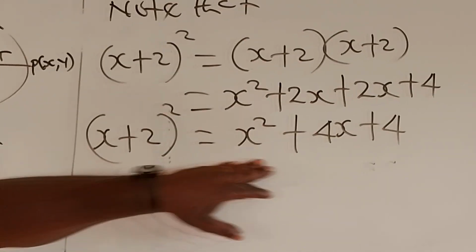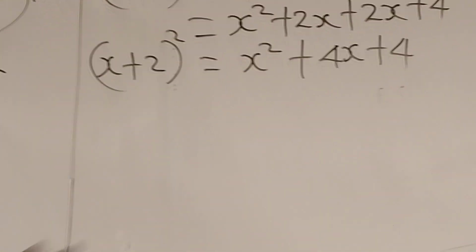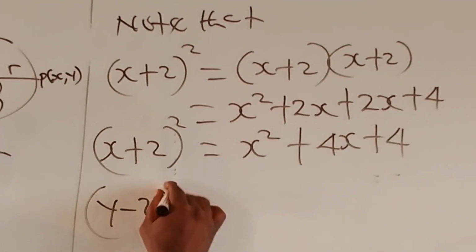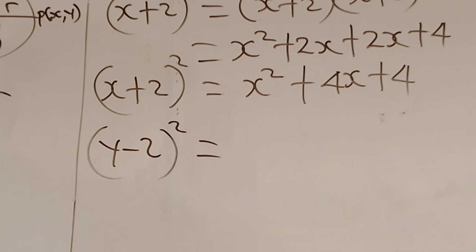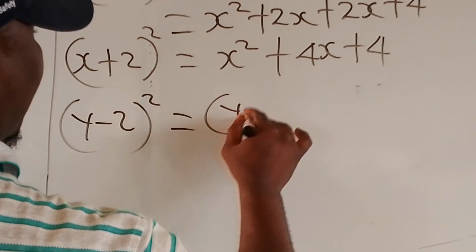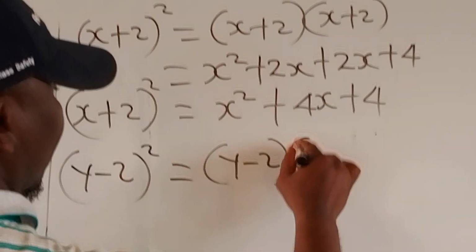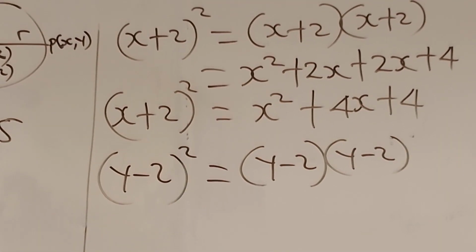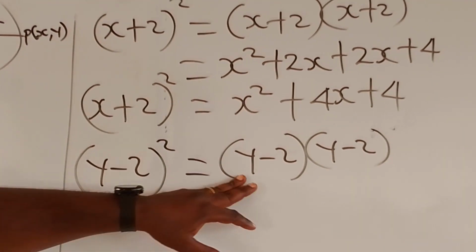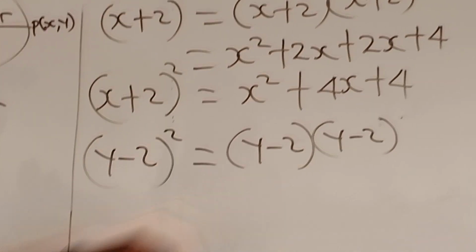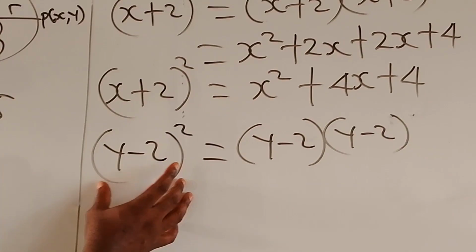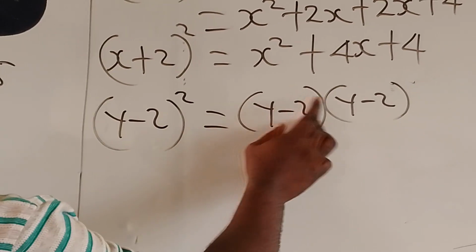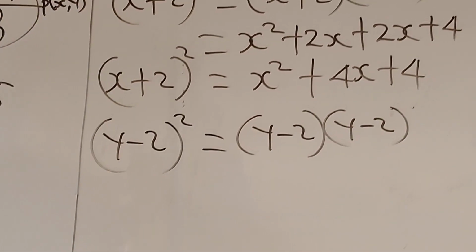So this will give us this. Now let us consider this bracket. (y minus 2) all square is equals to the same thing, (y minus 2) times (y minus 2). I'm breaking this down for the sake of clarity, so that you won't be asking unnecessary questions. So let us break it. It means (y minus 2) all square is the same thing as (y minus 2) times (y minus 2). Do you agree with me?